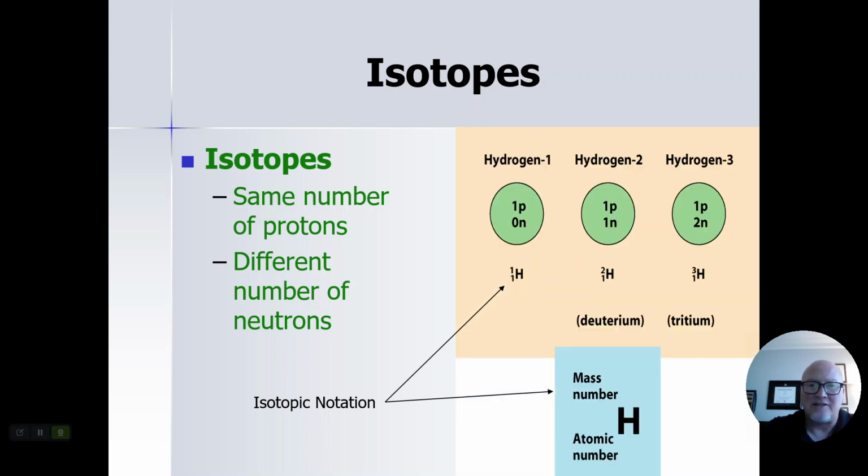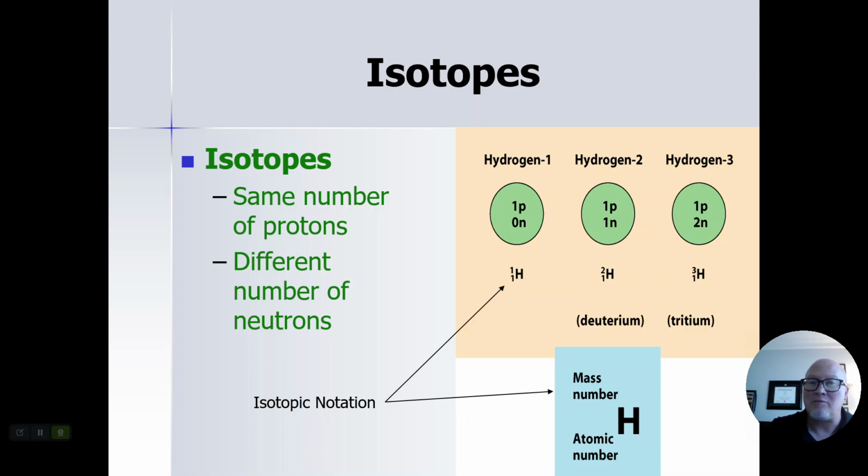So what then are isotopes? Isotopes are atoms of the same element, which means they have the same number of protons, but they have different numbers of neutrons. So isotopes have different numbers of neutrons. That's the line you need to remember. Isotopes have different numbers of neutrons. Same number of protons, different number of neutrons.